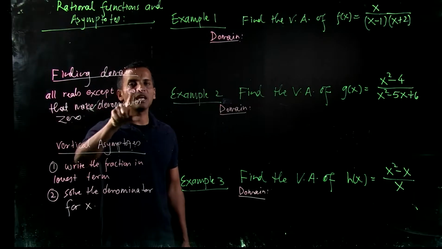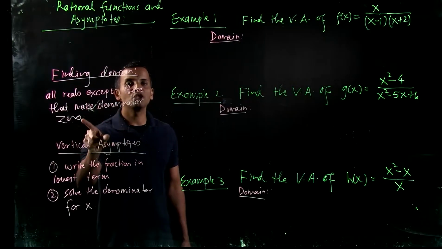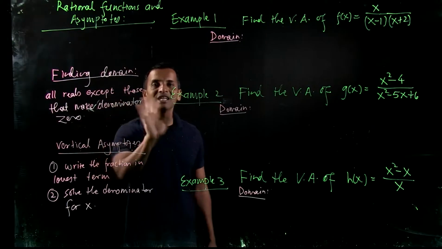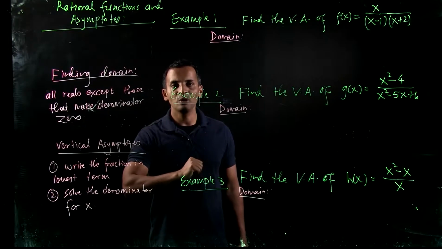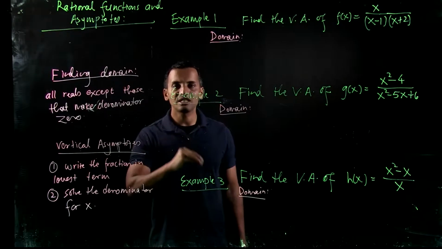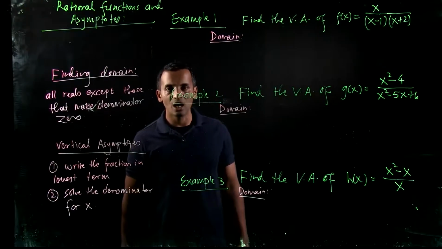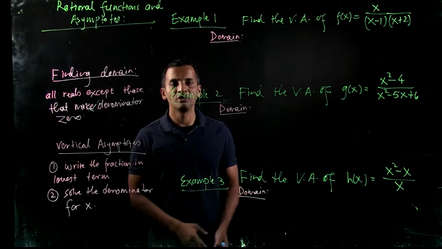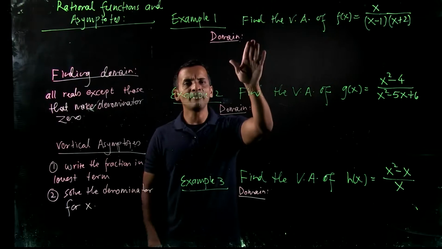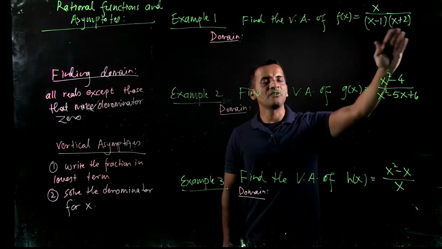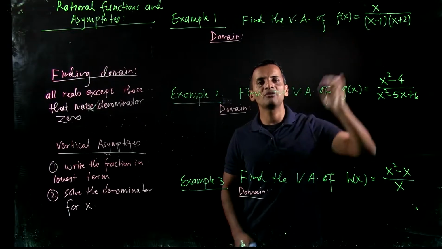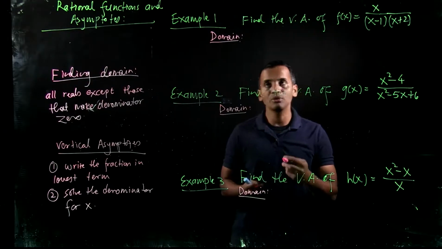So all real numbers except those that make the denominator 0, meaning that we set the denominator equal to 0 and then solve for x. The domain will be all the real numbers except those values we got after solving the denominator for x. Okay, for example, in this function, what is the domain? To find out the domain, you solve the denominator for x, right? So how do you solve that?